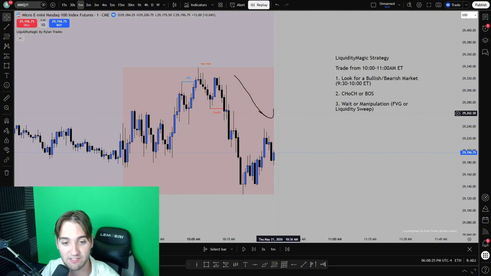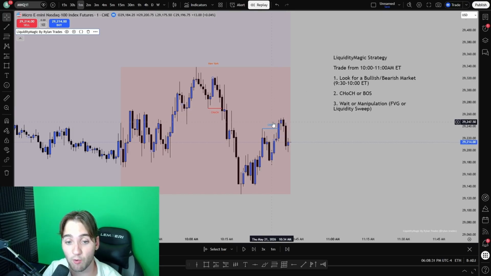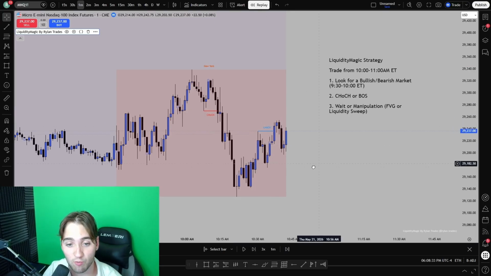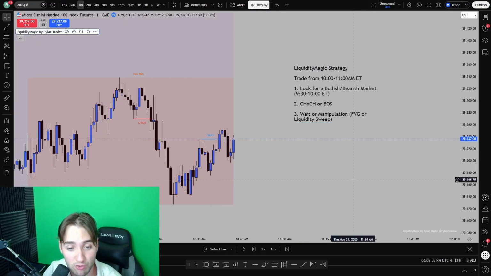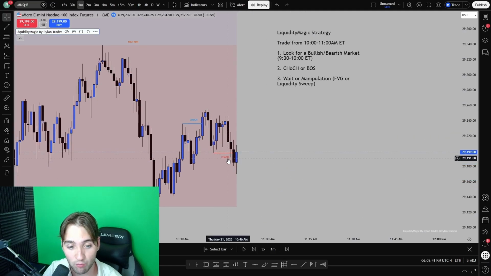All right, does that make sense? So now let's see if we go ahead and make a change of character. In this case, this is bullish. This is for a bullish change of character, so we're not looking for longs. We're looking for shorts. Let's go and wait to see what price does. And we actually do make one right here.